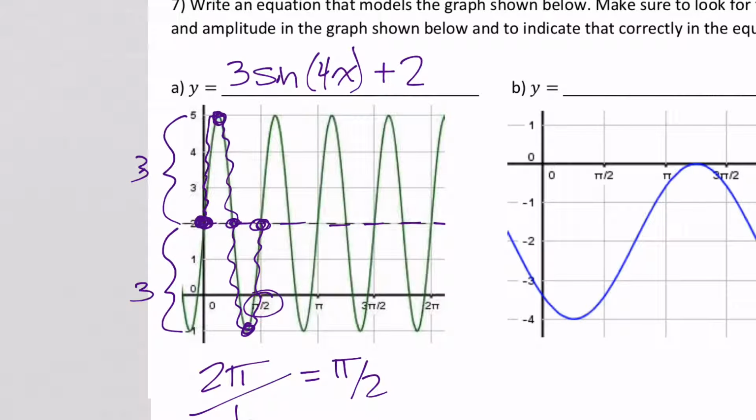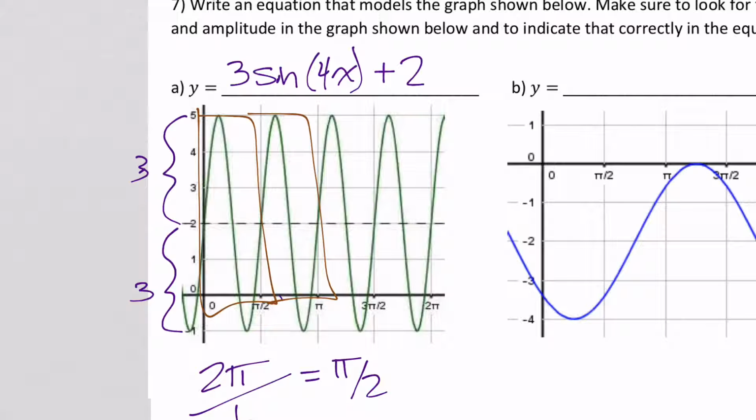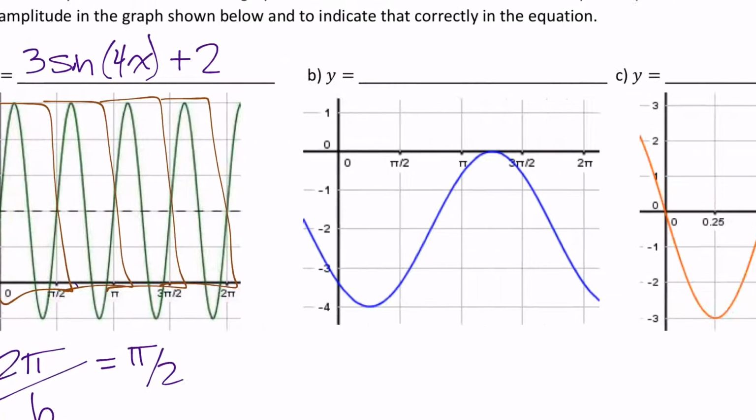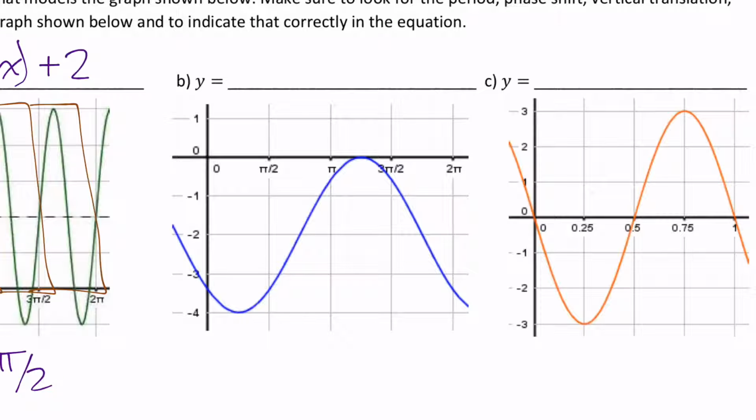Now what's another way we could have identified that coefficient on the x term? Well, look at how many cycles we have between 0 and 2 pi. We have one cycle right there, a second cycle there, a third cycle there, and a fourth cycle right there, again showing us that coefficient of 4. Let's do the next one. Next one, what are we going to do?